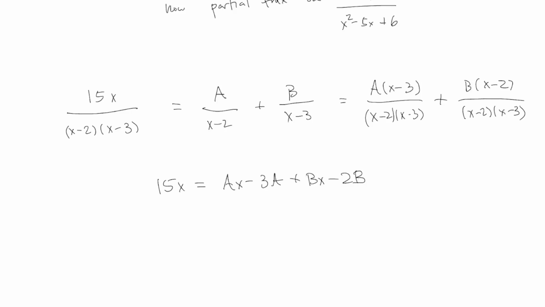If you recall from last time, the next step would be to equate the like coefficients on either side. On the left side I have 15x. Actually, on the left there's no constant term. Usually you have an x term and then an extra constant, so I guess this is just 0. And then on the right, I am going to group these terms. I have A plus B times x, and then also negative 3A minus 2B as the constant part.